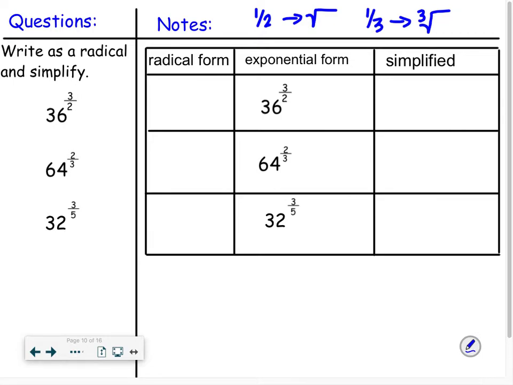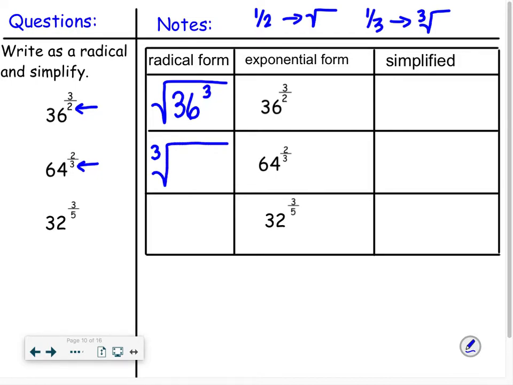So basically what you focus on is the bottom of the fraction. So this one is a 2. I know the fraction isn't 1/2, it's 3/2. But that bottom number tells me that it is a square root. Then, what it's a square root of is 36 to the 3rd power. So that top number stays on the 36 as the power. The next one then, the 3 tells me it's a cube root.